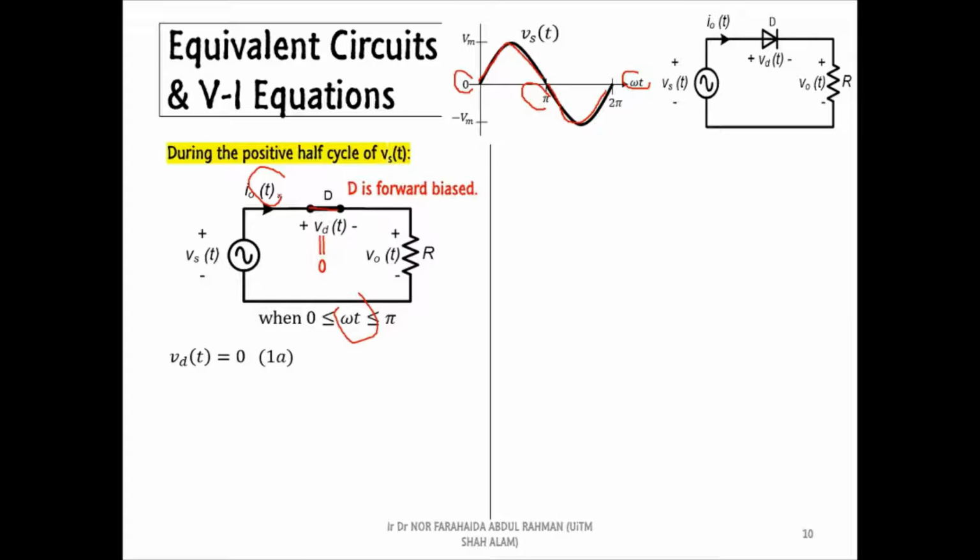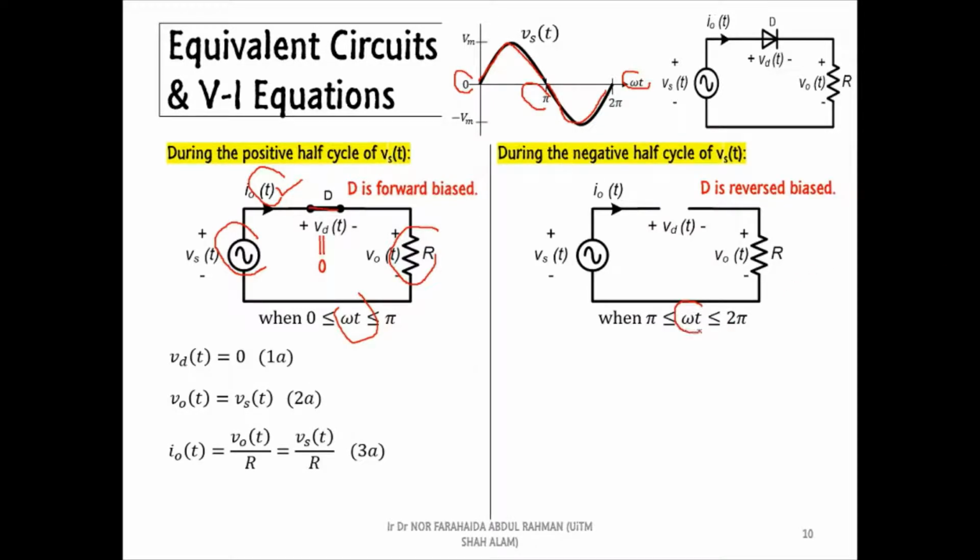Next, by observing the circuit, we can see that the resistive load is connected in parallel with the AC source. Because of that, we can write the second equation, which is the output voltage across the load is equal to the supply voltage. Lastly, we can write the current equation by applying Ohm's law.